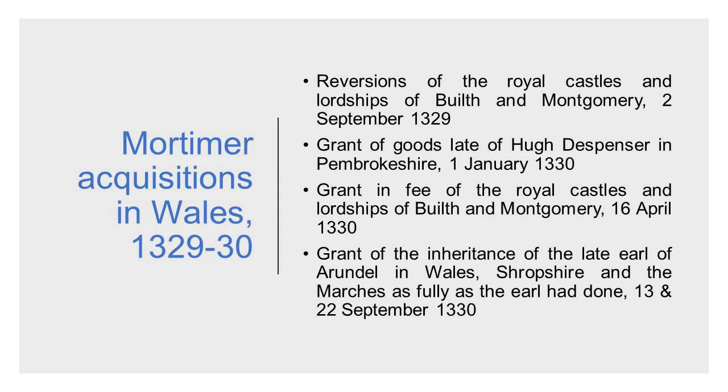So as the court moves towards Wigmore in September 1329, Isabella had granted him the reversions after her death of the royal castles and lordships of Builth and Montgomery, an extension of a grant made by her for life. By the following April, she made the grant in fee, basically thereby annexing these royal lordships to the Mortimer Earldom. The grand prize for Roger Mortimer came a month later in 1330, when Roger received a grant that he might hold the estates of the Earl of Arundel in Wales, Shropshire and the Marches for life, but as fully as the Earl had done.